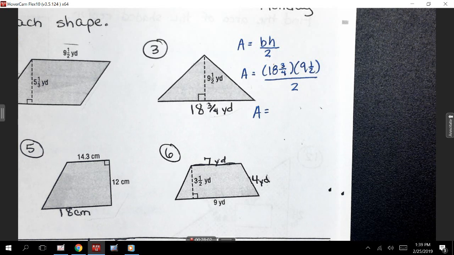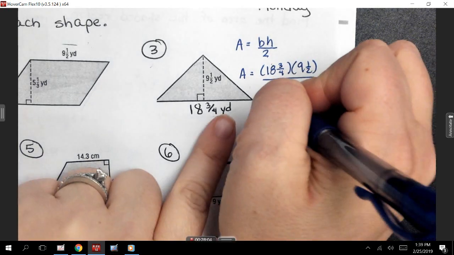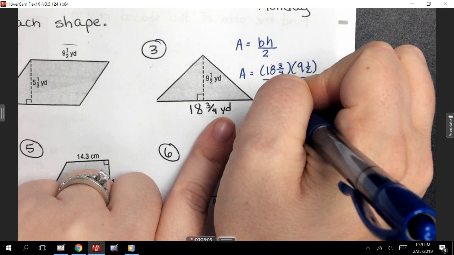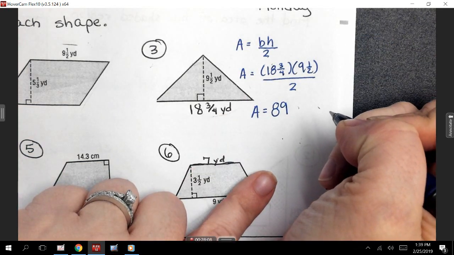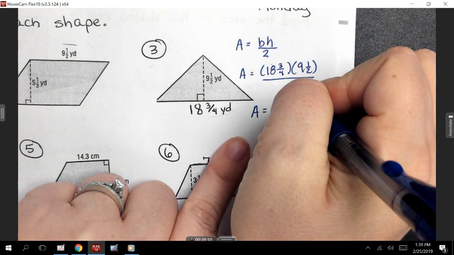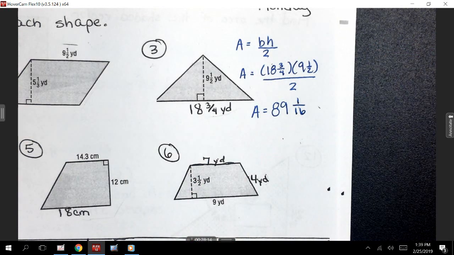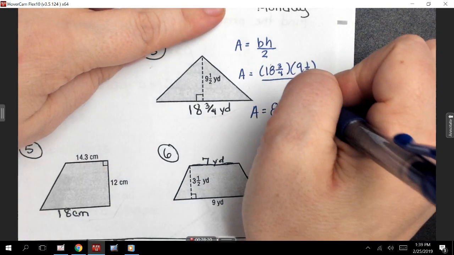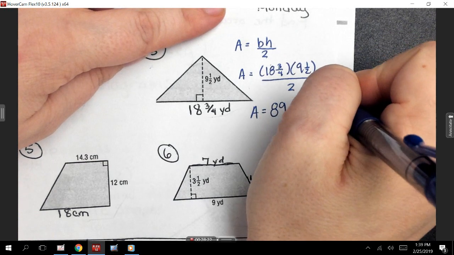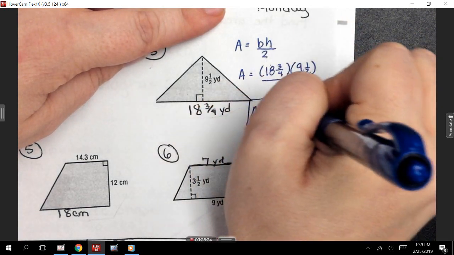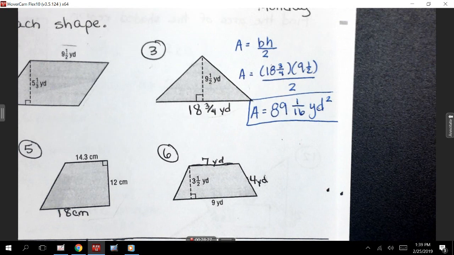What'd you get, Angel? 89 and 1/16. 89 1/16. All right, do y'all agree? I think that's what I had. What am I missing, though? The yards with the 2. Yards squared. Okay. Yards squared.